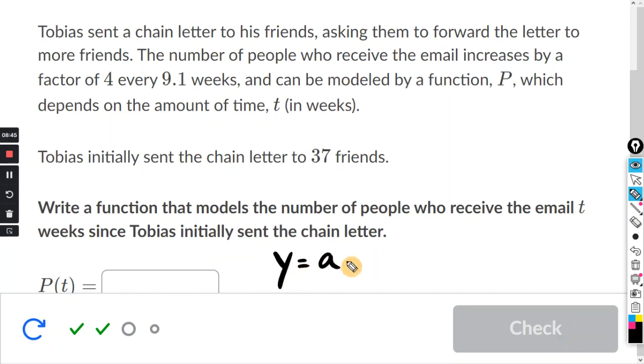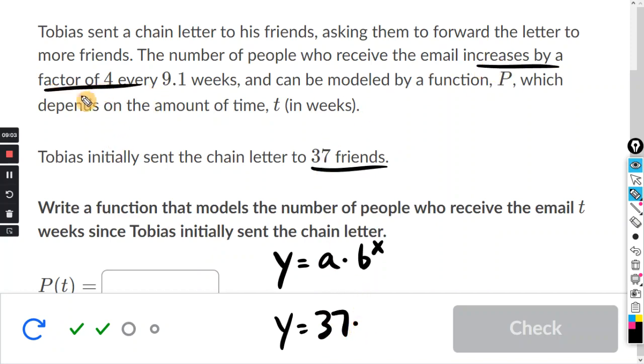y equals a times b to the power of x. The initial value is a, that's 37. Okay, so we start with 37. And we want it to increase by a factor of 4. Remember, factor is the same as multiple. Okay, so increase by a multiple of 4. So obviously we're multiplying it by 4. And we want that to occur every 9.1 weeks.